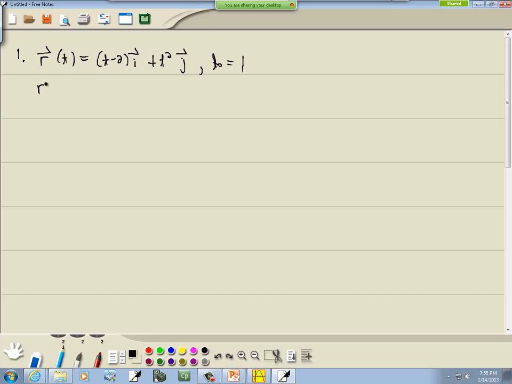So r prime, take the derivative, and taking the derivative is the same as the way we did derivatives before, except we're going to take the derivative of each component function. Derivative of t minus 2 is 1, so I got 1i, or just i, and t squared becomes 2t and then j. So that's our derivative.